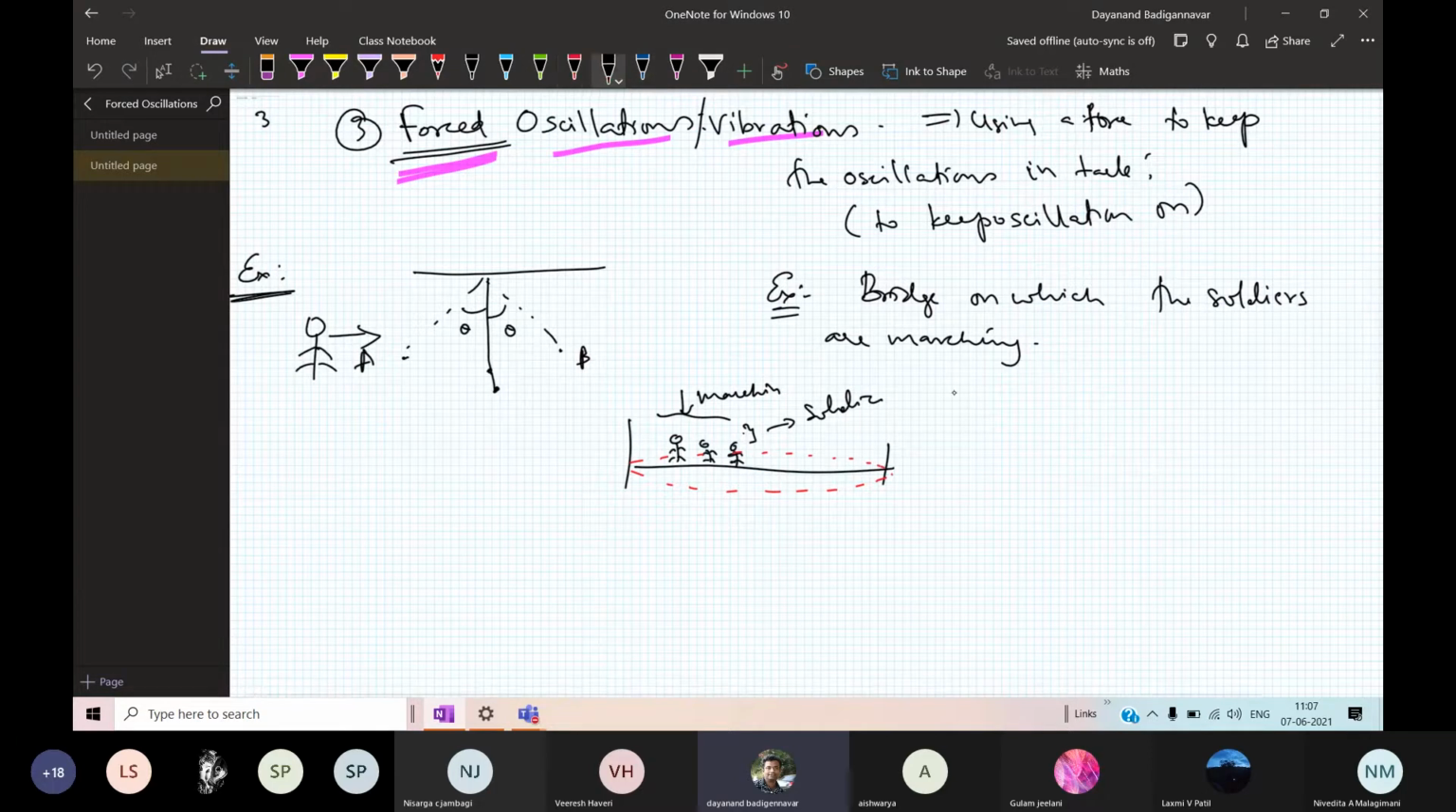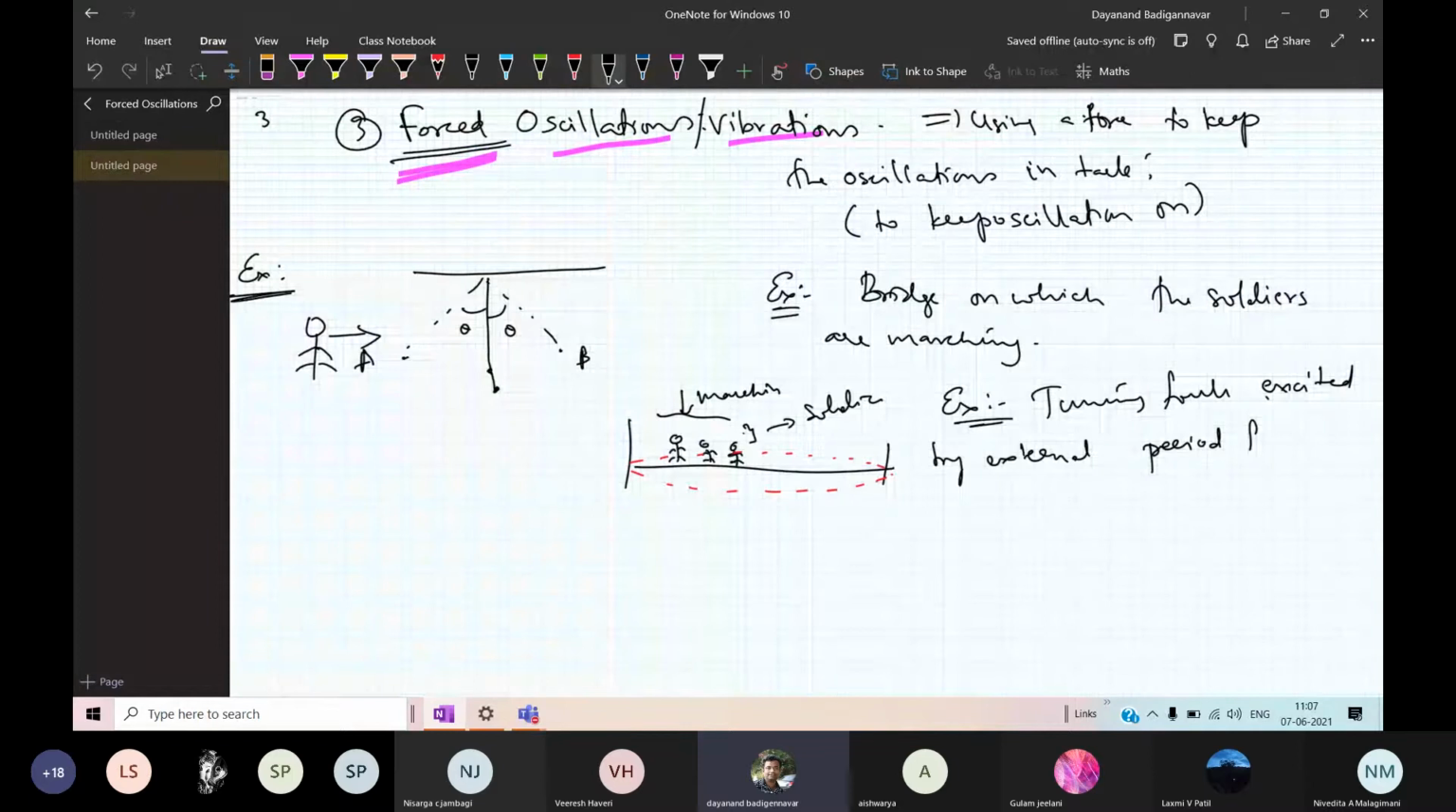Then you have another example in physics, a tuning fork. It can be excited with the help of an external periodic force. The tuning fork is excited by an external periodic force.